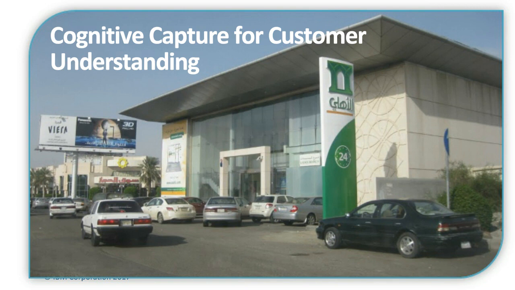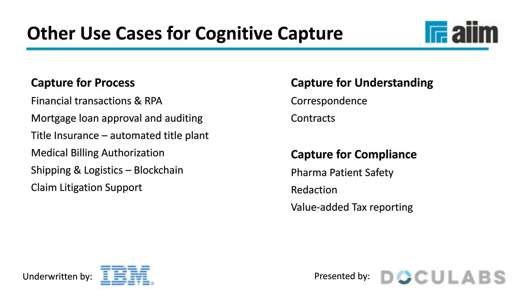So just some more use cases that we're in the middle of developing some solutions, working on, or our business partners, for example, in the Capture for Process space, Imagine Solutions has built a really cool title insurance application using this technology to automate a title plant. So different back ends for the information that you're capturing, but here you can see there's a lot of uses for this that take us into many new areas in the organization.